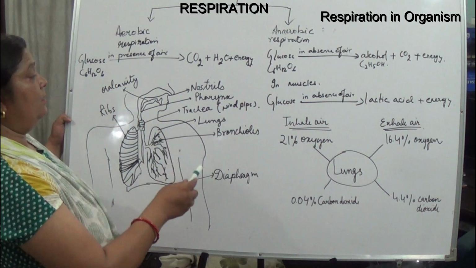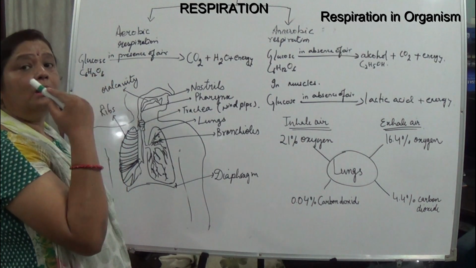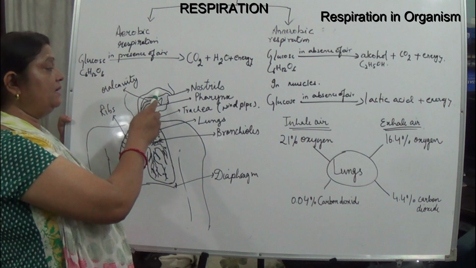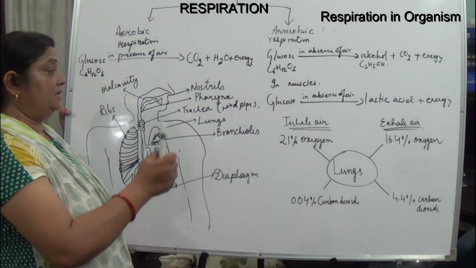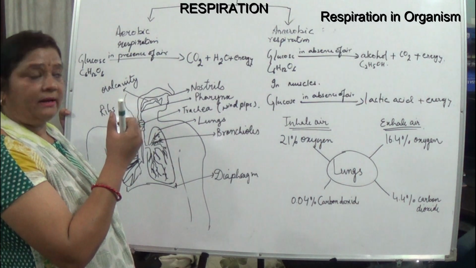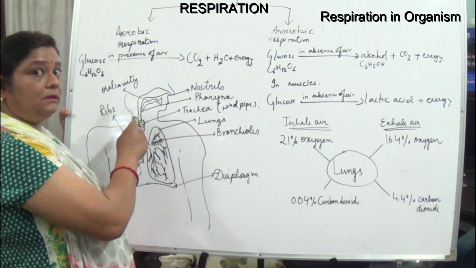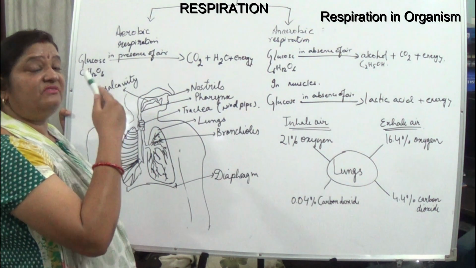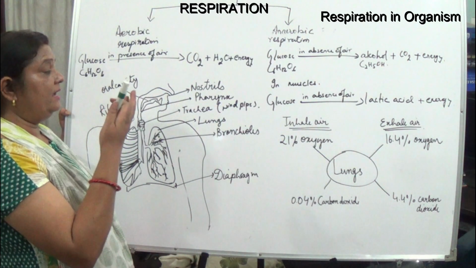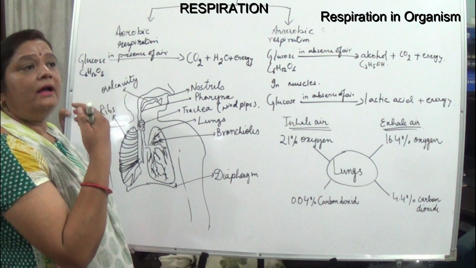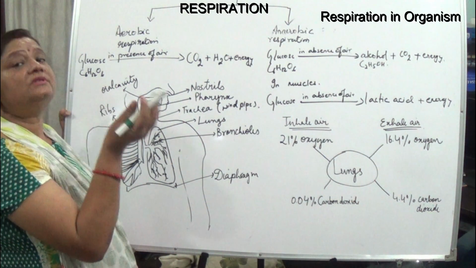Here we take in air through our nostrils. Hairs are present in the nostril. What is the function of these hairs? They trap the dust particles. If they don't trap the dust particles, the dust enters our windpipe, and if dust or any foreign particles enter the windpipe, we start sneezing and coughing, so that the dust particles stuck in the windpipe go out.